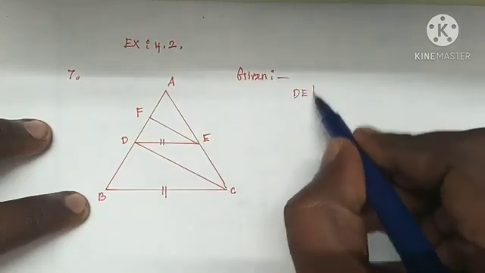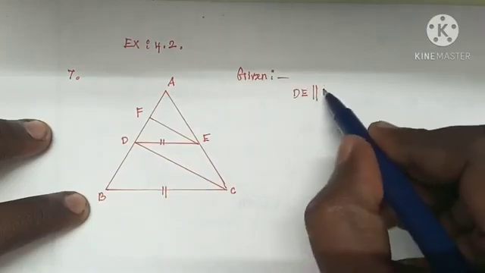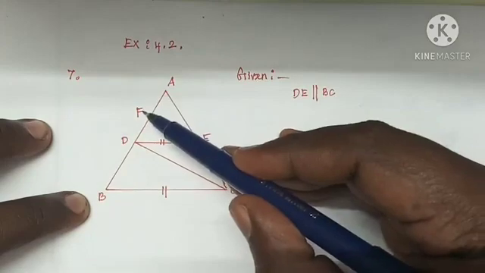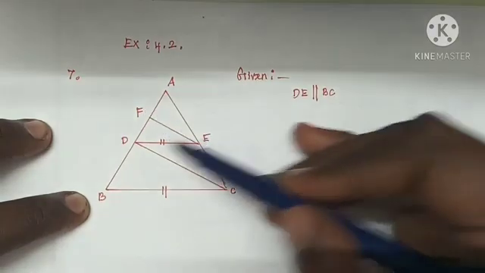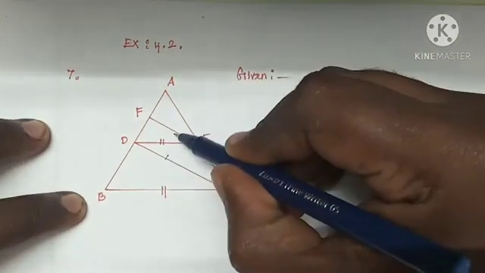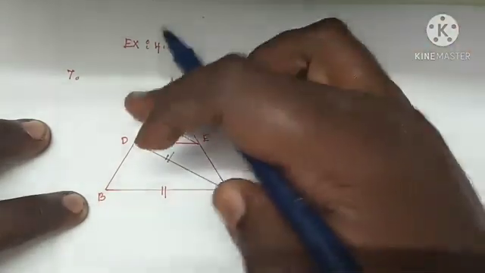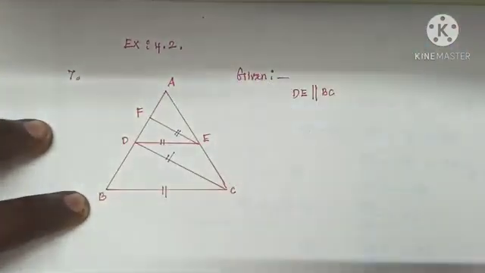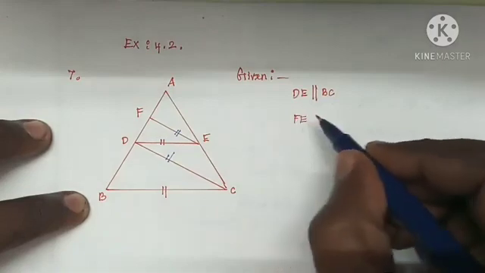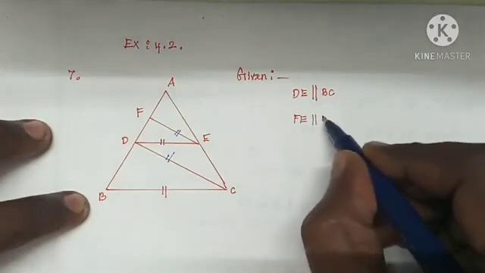DE is parallel to BC and then drawn FE which is parallel to this DC. I represent it like this, this line is parallel to this one. Okay, this FE is parallel to DC.